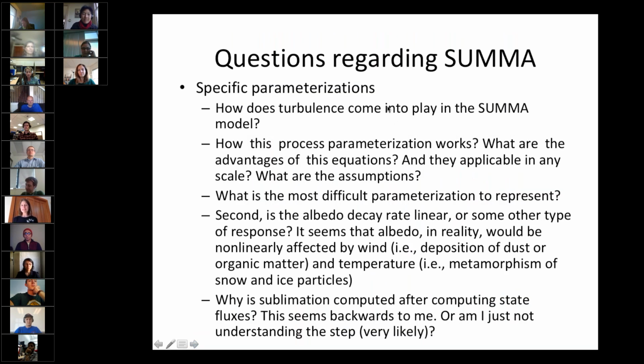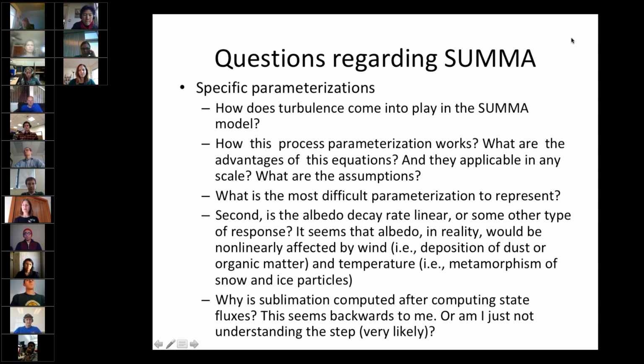Some more questions. People were asking more about specific parameterizations. How does turbulence come into play? We'll do that today. How does process parameterization work? I think we're going through, there's so many different processes and different parameterizations. We're going through lots of them one day at a time. We won't get through all of them. We'll just get through a subset of relevance to snow.